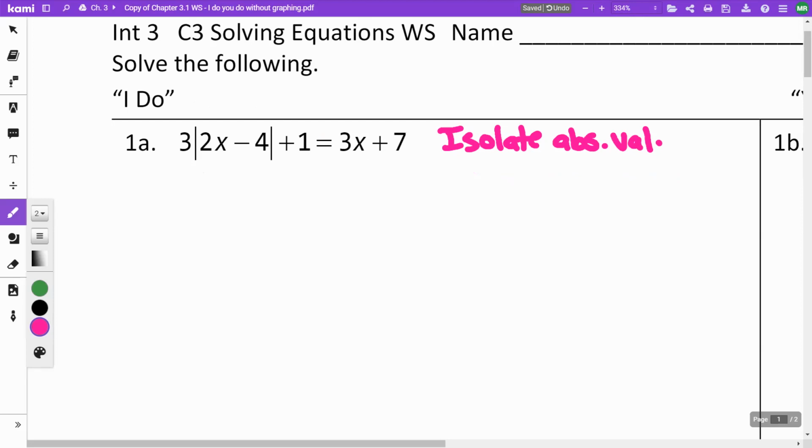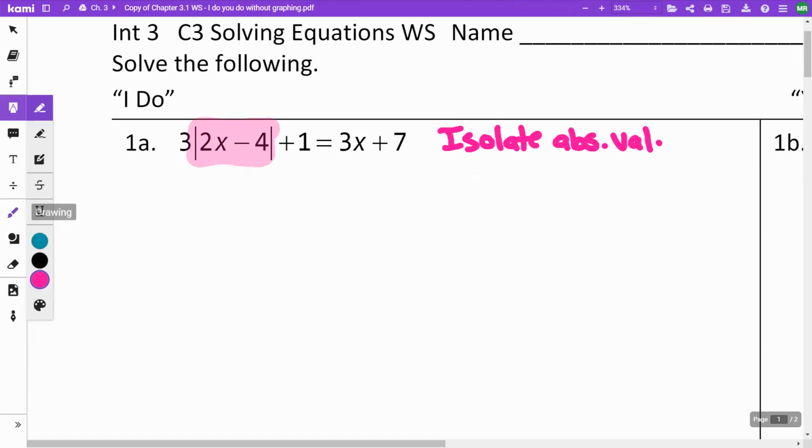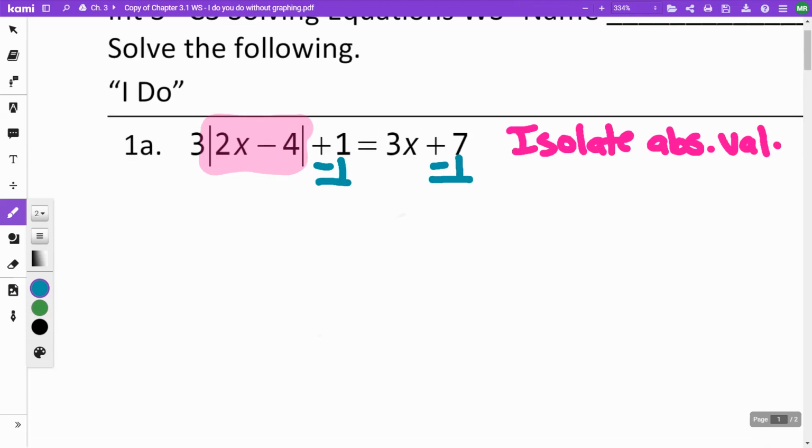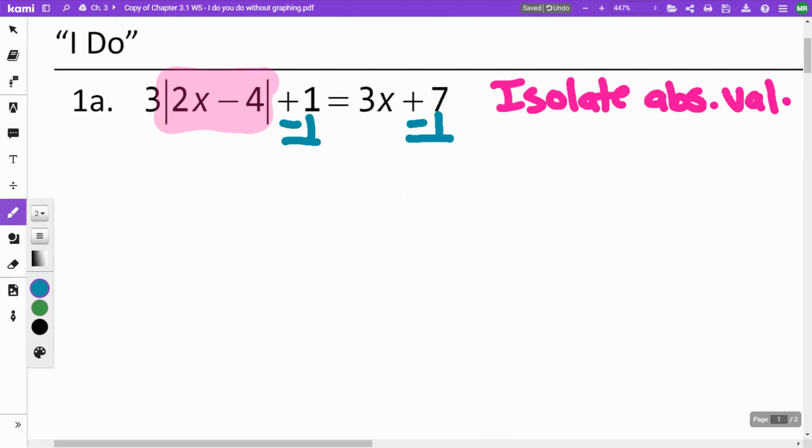First thing I'm going to do, my goal is to get this absolute value by itself. So the first thing I'm going to do is subtract 1 here and subtract 1 here. When I do that, I'm going to get 3 times the absolute value of 2x minus 4 equals 3x plus 6.